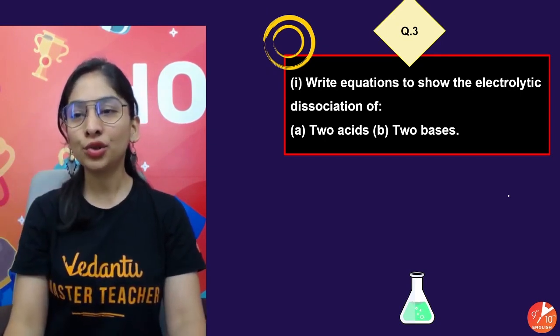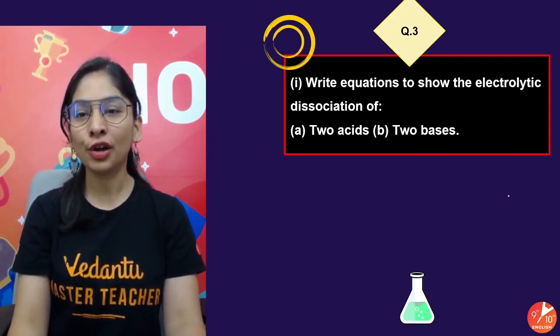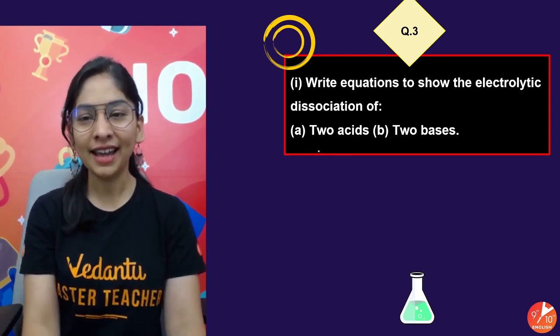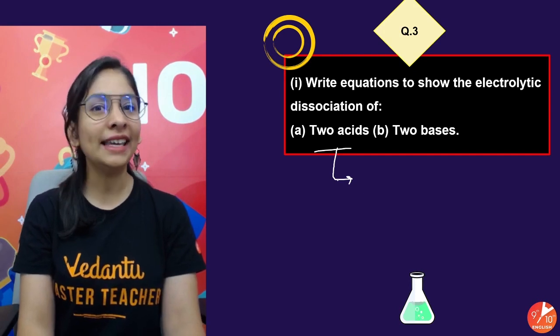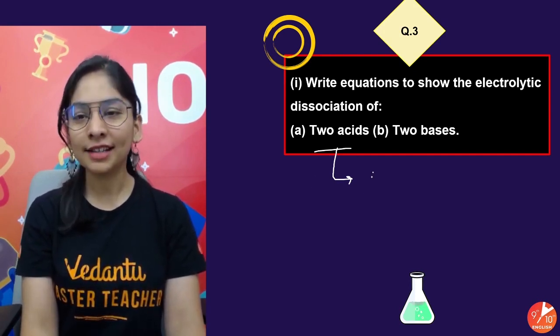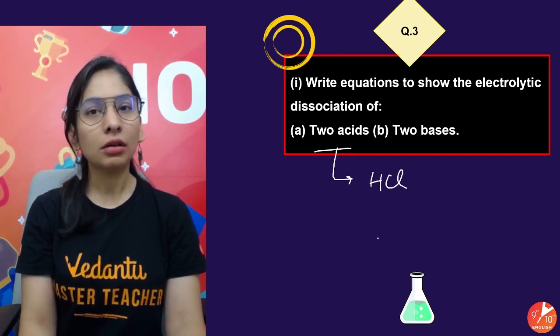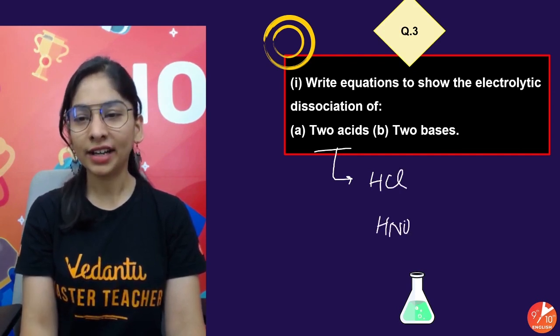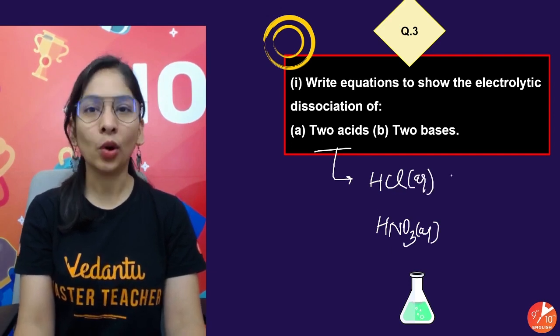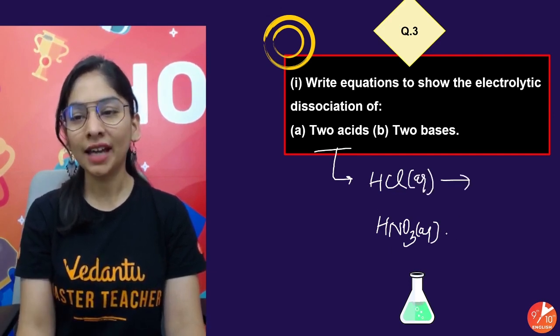Write equations to show the electrolytic dissociation of 2 acids and 2 bases. This is the easiest question, I must say. Super easy kind of question. Okay, let's just take 2 acids. I have taken hydrochloric acid and nitric acid in aqueous form because ions will be dissociated in water. Water helps to dissociate the ions.